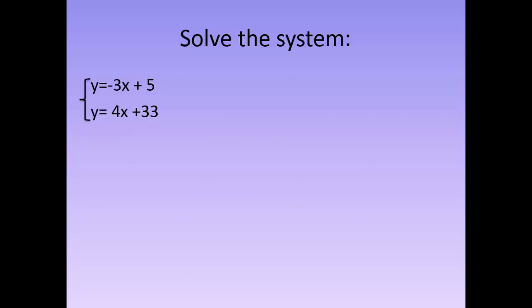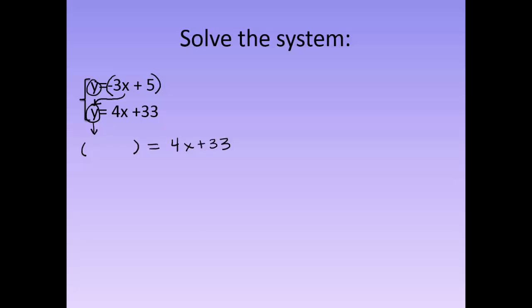Okay, the first step is to isolate one of the variables, but look at this. We've got an isolated y here and an isolated y here, so this is going to be super easy. What you want to do is take the expression that's equal to y here and just plug it into the other y. So remember how I used parentheses before? I'm going to represent that y with some big set of parentheses. That's where y used to be, equals 4x plus 33.